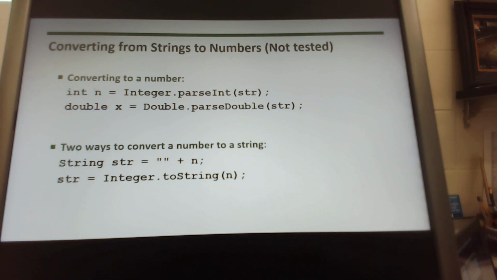Okay, and one last topic about this with numbers and strings. It's not tested, but you'll see this used in a couple sample programs that I'll talk about. We use Integer.parseInt to convert a string to an integer, or Double.parseDouble to convert to a number. And then we know we can concatenate things to convert a number to a string, or we can use Integer.toString. This isn't tested, you don't need to type this. However, you will see it in a couple examples that I use.